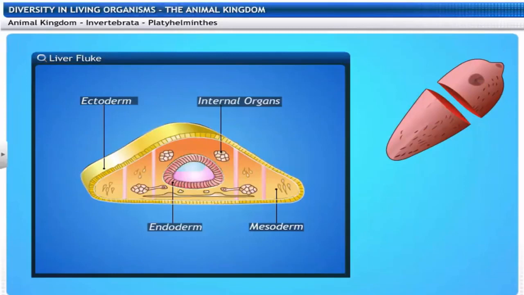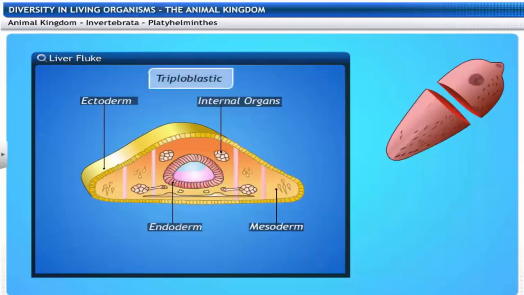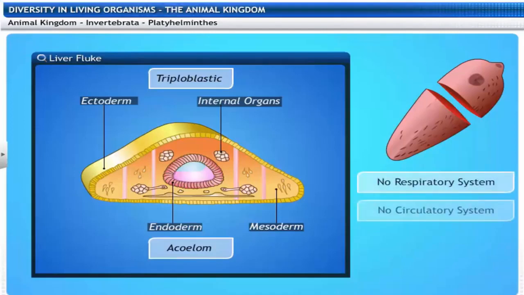Their bodies have 3 layers of cells that form differentiated tissue. This is why they are called triploblastic animals. Flatworms have no body cavity, hence called acoelomates. They lack respiratory and circulatory systems.